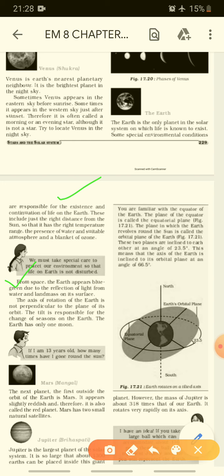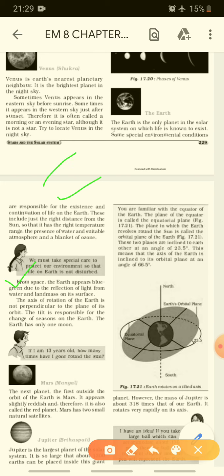You know why it is blue? Because the majority of our earth is covered with water, due to the reflection of the light from the water and land mass of its surface. Our earth is also known as a blue planet because the majority of it is covered with water and land masses. The axis of the rotation of the earth is not perpendicular to the plane.